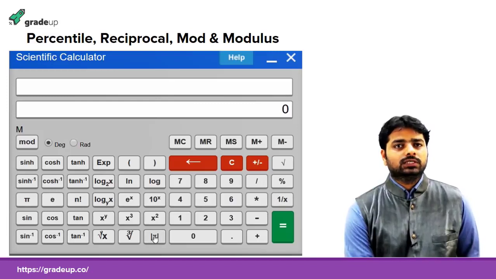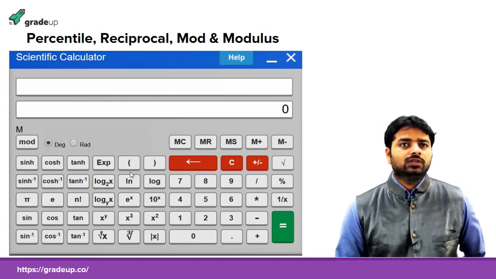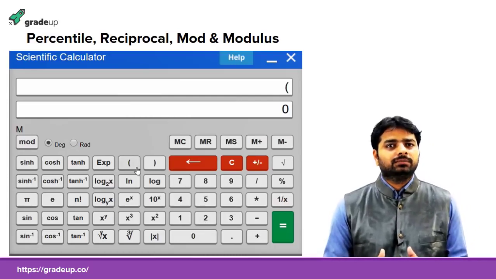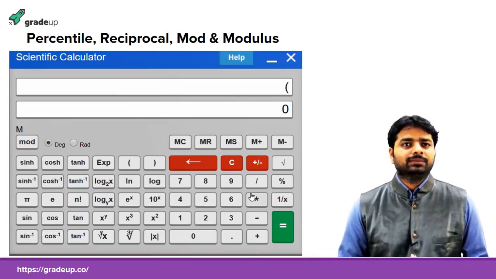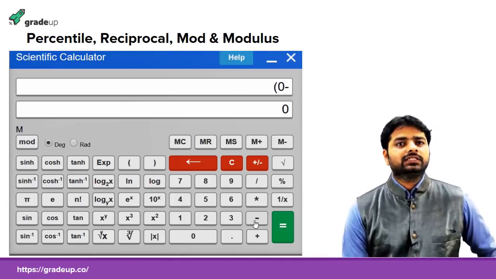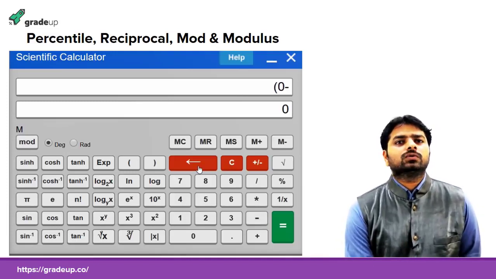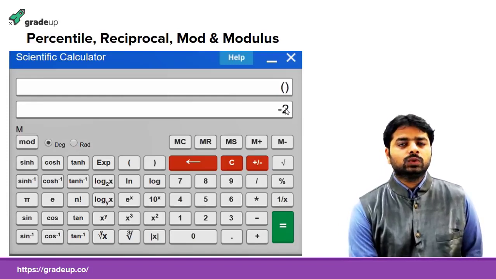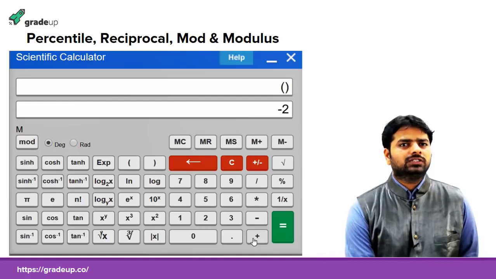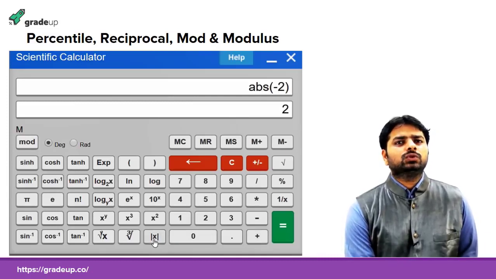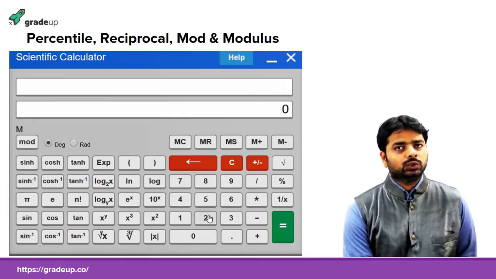Then we go to the modulus. The modulus, I said, is the absolute value. So let's start with a negative number. I am trying to enter the negative number here. I have given parentheses, and then I am taking just 2, then plus or minus will give you a negative number. So minus 2 I have entered. Actually parentheses are not required here. So with minus 2, I press the modulus, which will give you 2. So the absolute value of minus 2 will be 2.